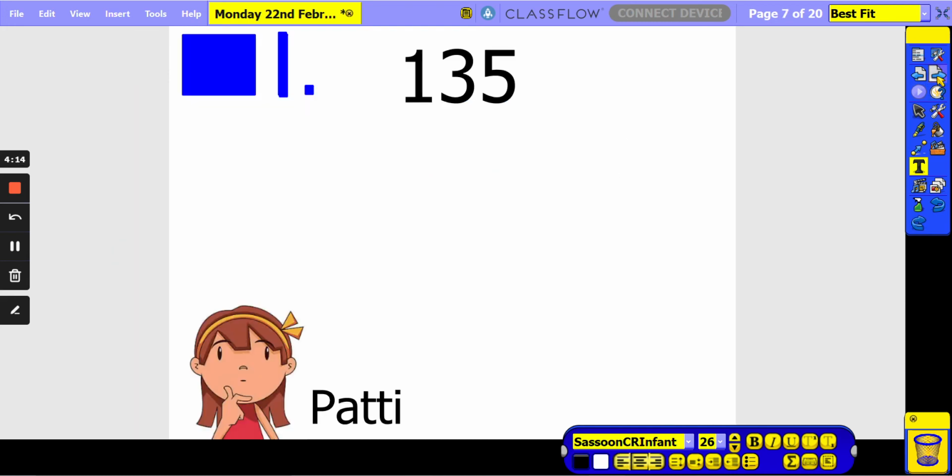Patty has 135 written at the top. Now she's got her Dienes to choose from. So can you draw on your page what her Dienes would look like if she needed 135? Remember, you've got your 100 squares, your 10s, and your 1s. Off you go, pause the video and press play when you are ready.